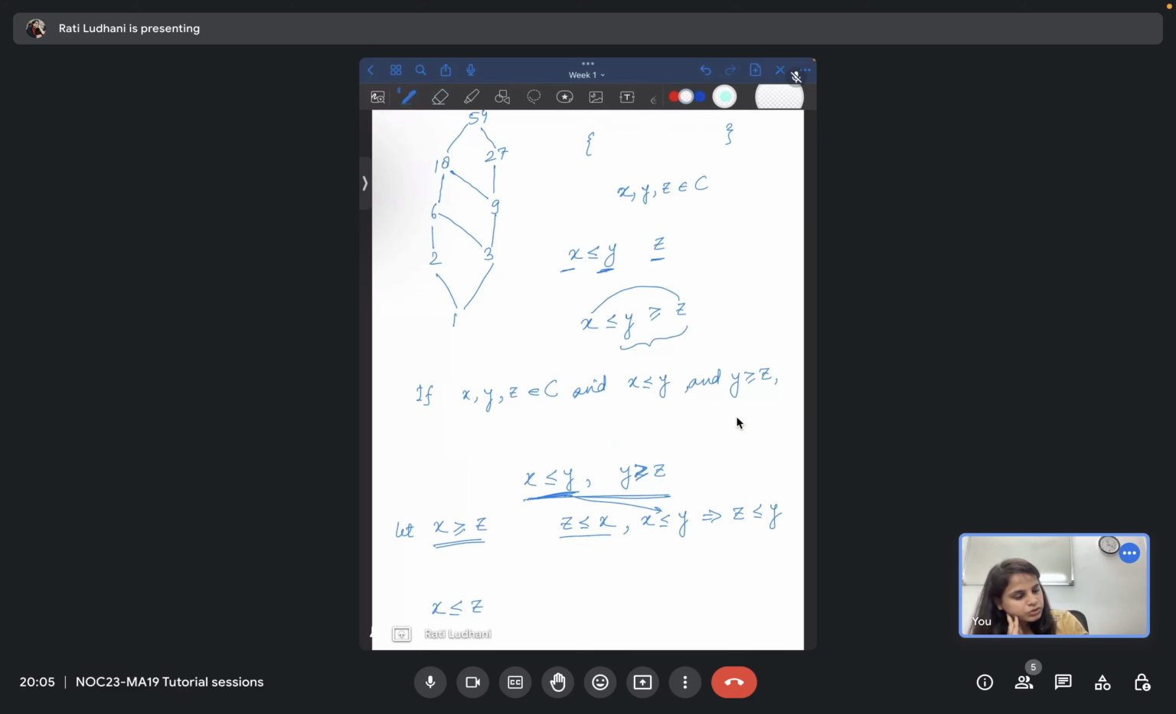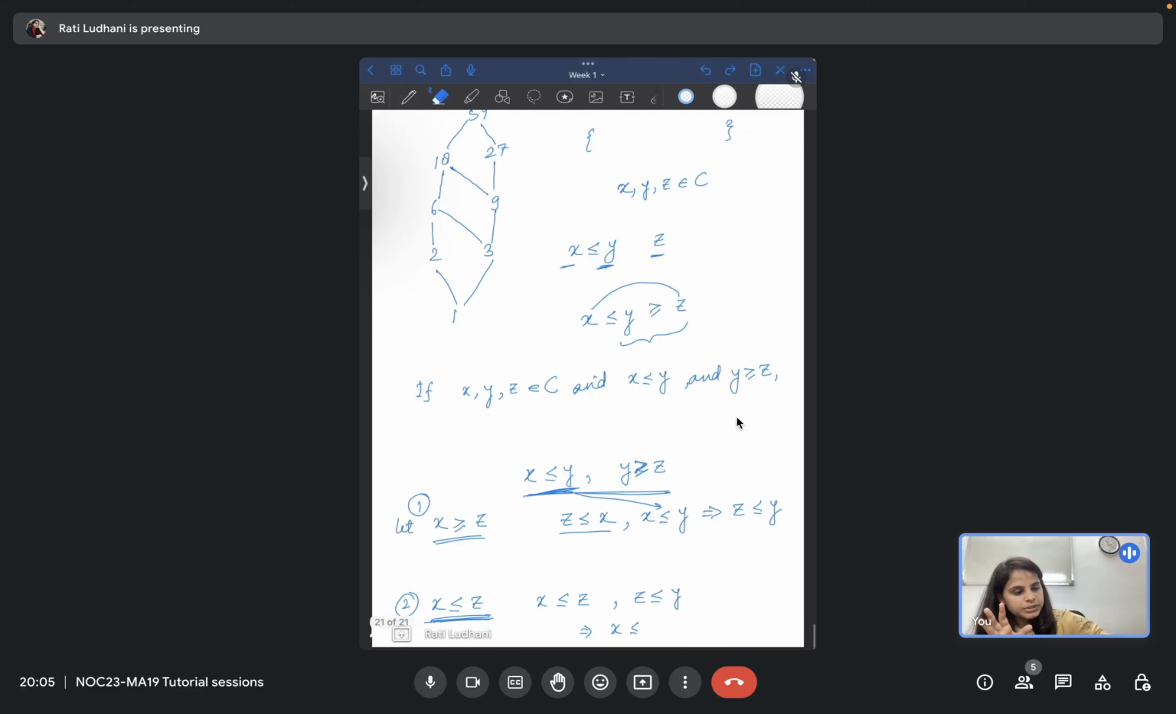So let's check whether this possibility is possible or not. This is first, this is second. Let's check the second. So you have x is less than or equal to z, and z is less than or equal to y. Then it should imply x is less than or equal to y. Oh, both are possible. Right.